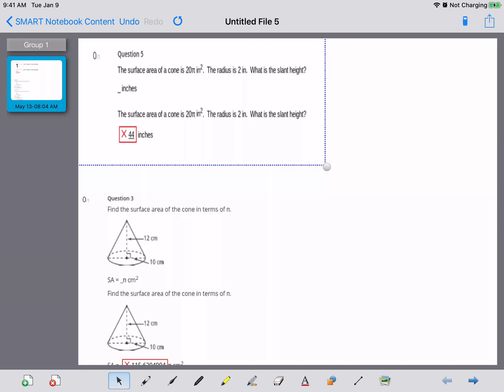Good morning. I've got a question from a student about problem 5 and problem 3 here, and they're frustrated with some of the answers. But when you're doing these problems, you have to write down the formula.